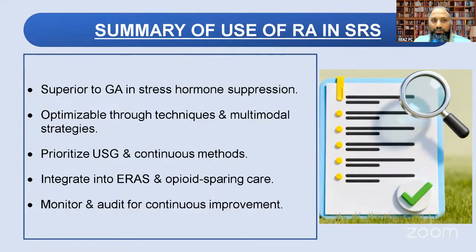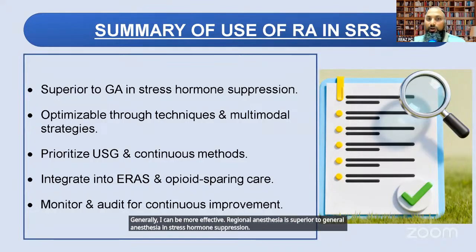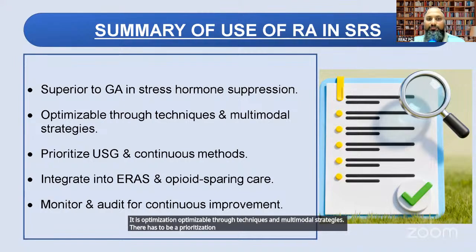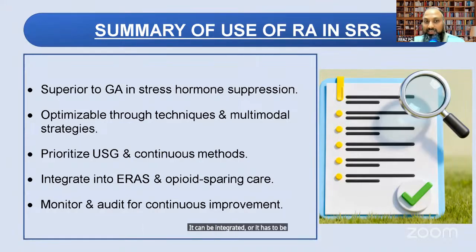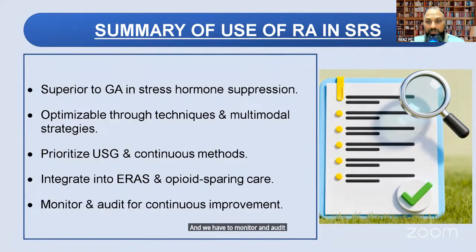To summarize my talk on the stress response to surgery and how regional anesthesia can be more effective: regional anesthesia is superior to general anesthesia in stress hormone suppression. It is optimizable through techniques and multimodal strategies. There has to be a prioritization of ultrasound and continuous methods in the practice of regional anesthesia. It has to be integrated into the ERAS protocol and opioid-sparing care. And we have to monitor and audit for continuous improvement.